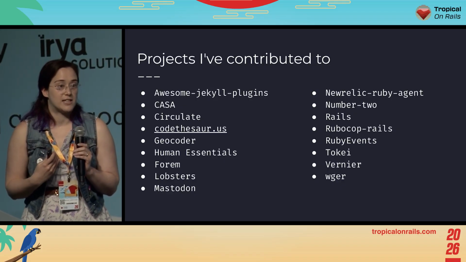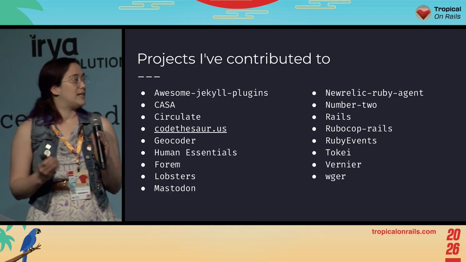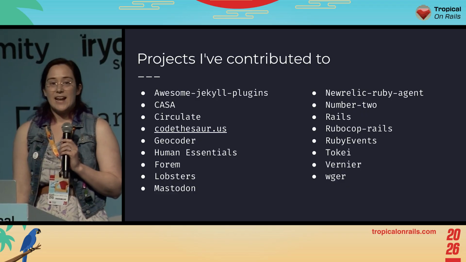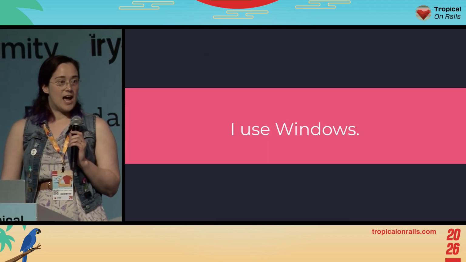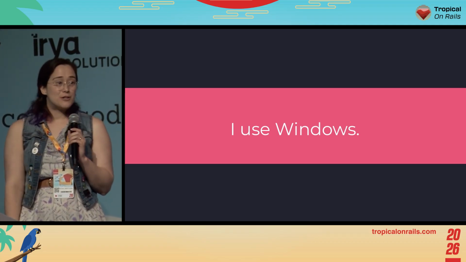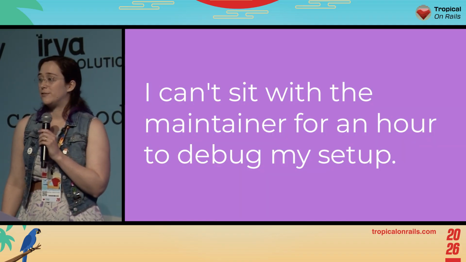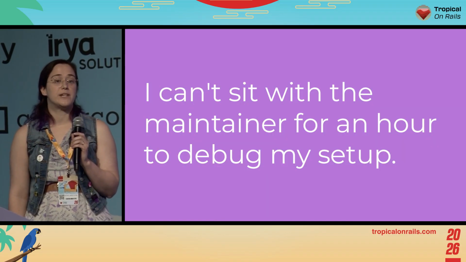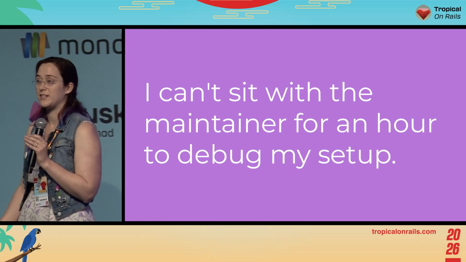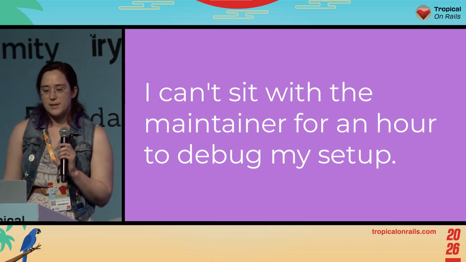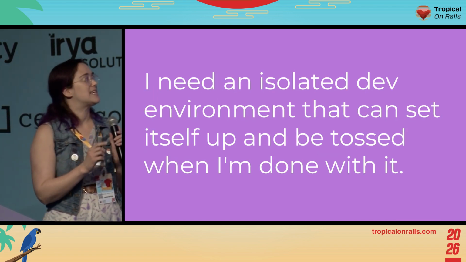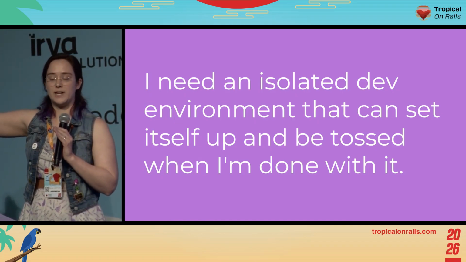If I step away from a project for a year and I try to come back, I really need a clean setup to work with, and I need to be able to toss it away. And I haven't even told you the worst part. I'm the person who uses Windows. And as an open source contributor, I can't sit with the maintainer for an hour to debug my setup. I don't know if you've experienced that when onboarding with a company where you have to literally sit with somebody who works in DevOps to try and figure out how to get everything set up. But Docker helps to solve that problem. What I really need is an isolated developer environment that can set itself up and be tossed when I'm done with it.